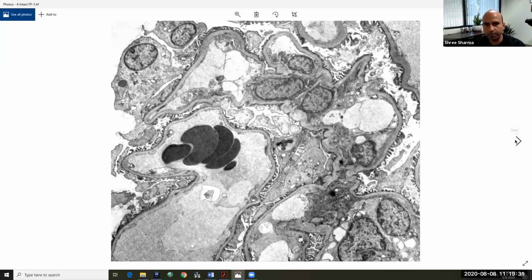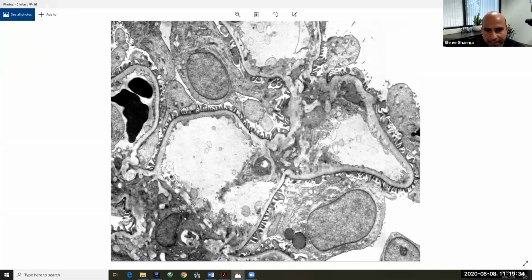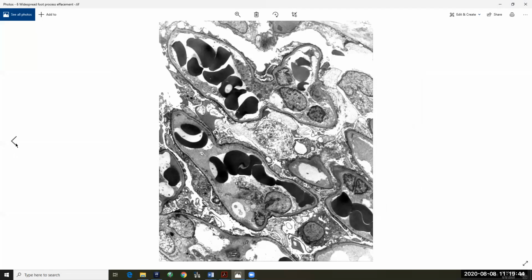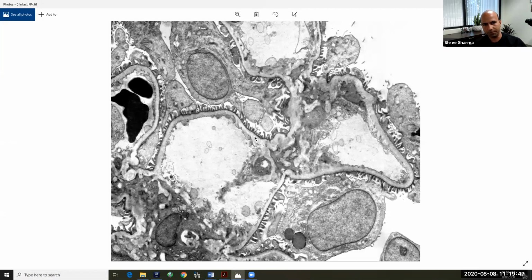I already know I am not expecting deposits, so I'm not going over deposits right now. And in this case, there are no deposits. See this pillar? The foot processes are standing independently on their own. That is normal. Wow, I've never seen them look so nice. They are like a really tall row of pillars standing. This is normal, okay?